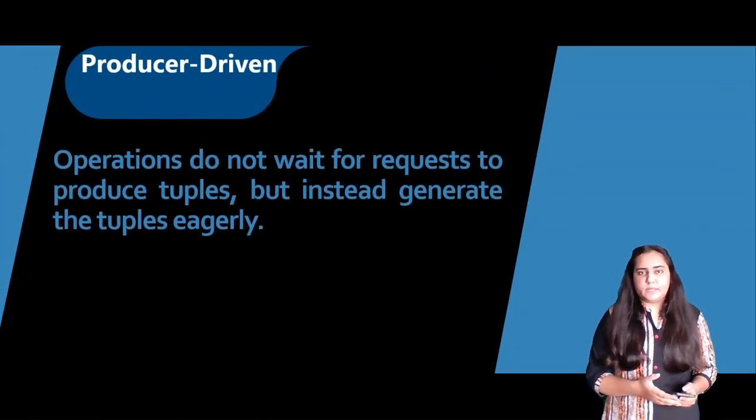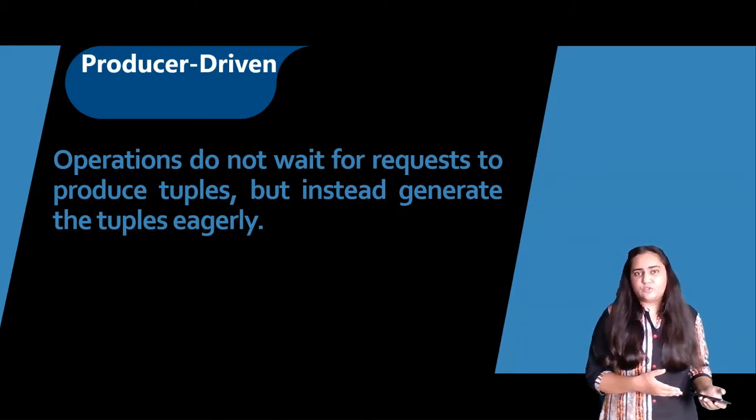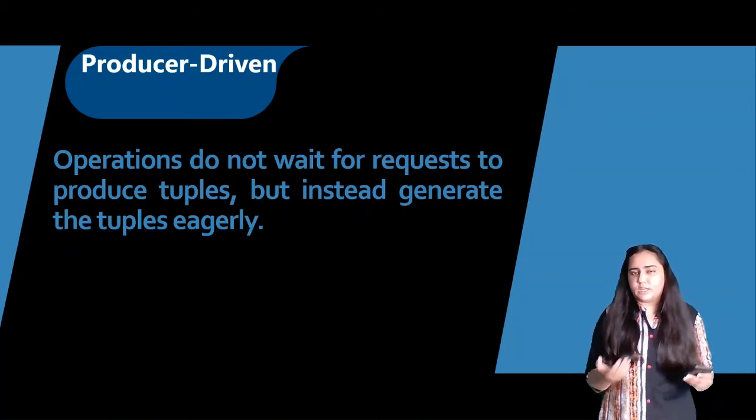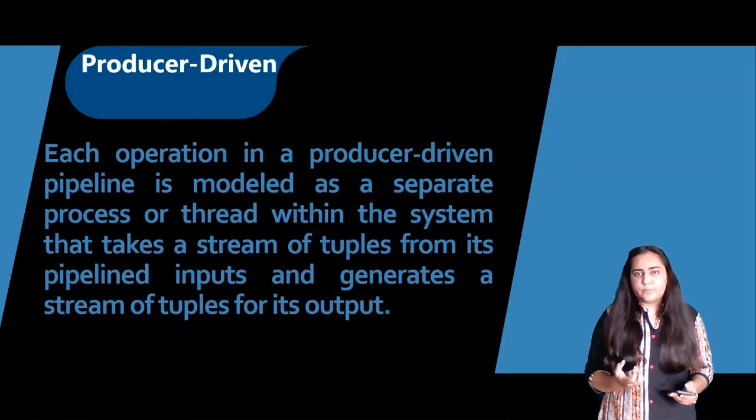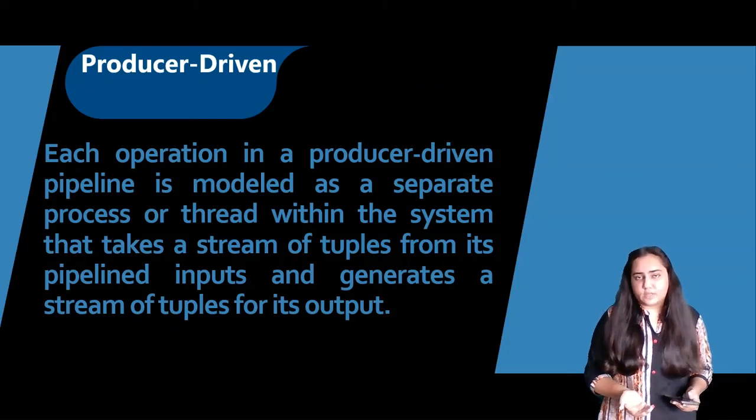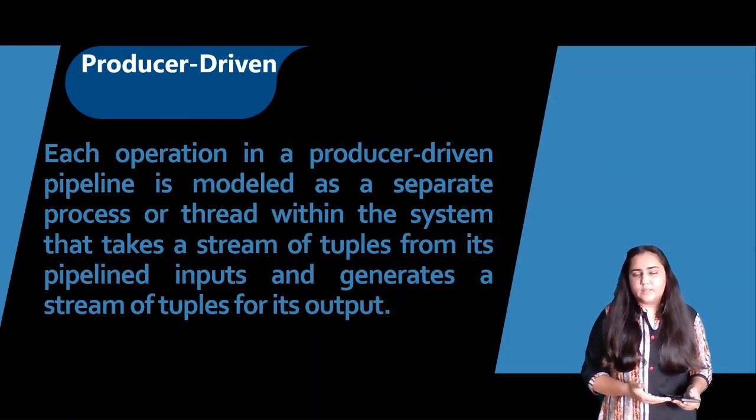In producer-driven pipelining, operations do not wait for requests to produce tuples, but instead they generate the tuples eagerly. So like I said, demand-driven is where only when there's a demand, the tuples are generated. But in producer-driven, the operations keep on generating new tuples automatically every time, very eagerly. And each operation in a producer-driven pipeline is modeled as a separate process or thread within the system that takes a stream of tuples from its pipelined inputs and generates a stream of tuples for its output.